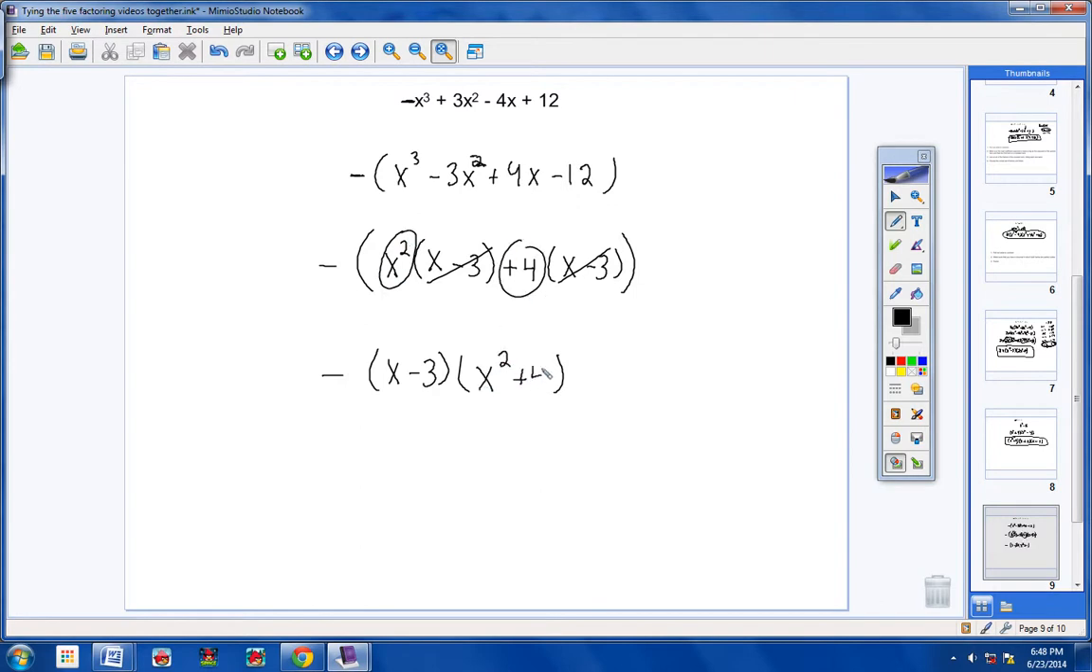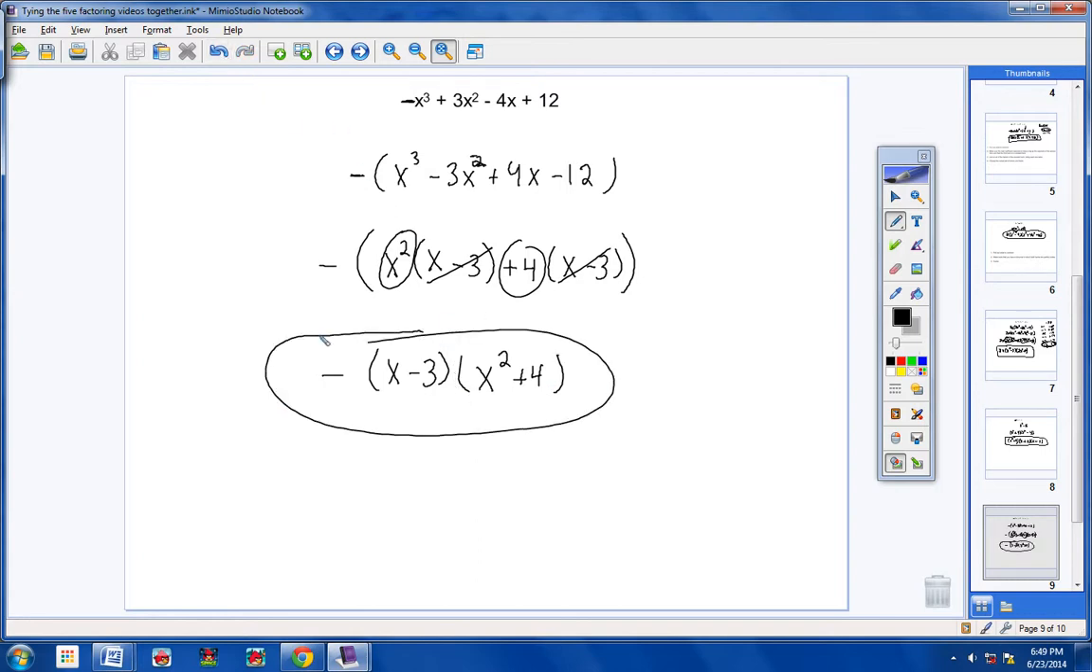Now, a lot of students would say, hold it, you're not done, Mr. Earhart, you could factor this parentheses further. Well, hold on a second. Do I know the square root of x squared? Yes, it's a perfect square. Do I know the square root of 4? Yes, it's a perfect square. However, whenever you're factoring perfect squares, the first term has to be positive and the second term has to be negative, and your second term is not negative. So you cannot factor this parentheses any further, so you are completely finished.